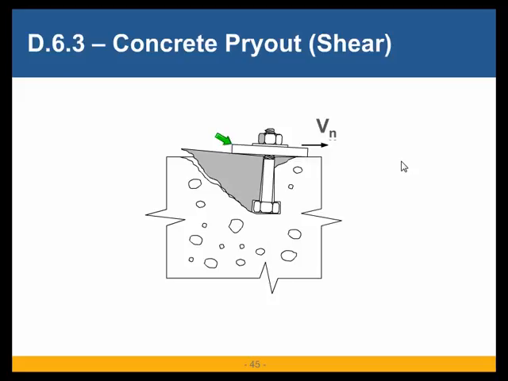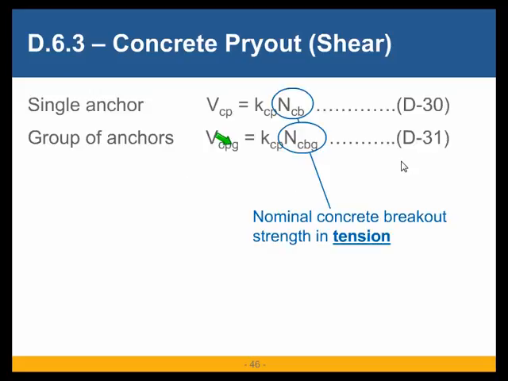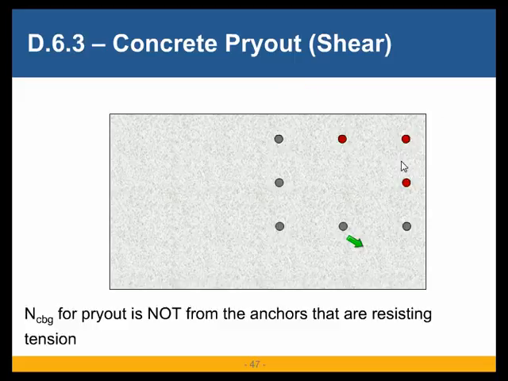And that brings us to the last mode of failure, concrete pry-out. There is not much to say about it, except that the concrete pry-out strength is determined based on the nominal concrete breakout strength in tension. So this is basically an empirical way of calculating the pry-out strength in shear based on a concrete breakout strength in tension. Now, one thing you need to take note of is that the nominal concrete breakout strength in tension is not the same as what we determined in our tension analysis based on these three anchors that are actually resisting tension.